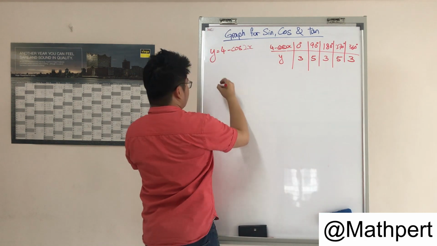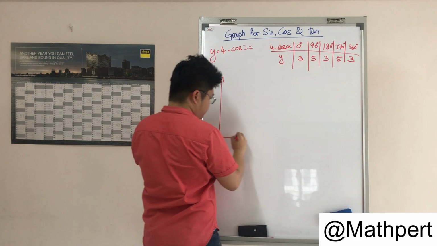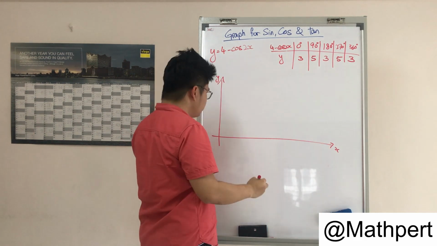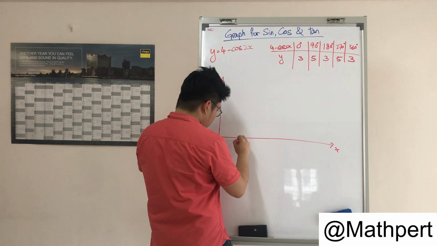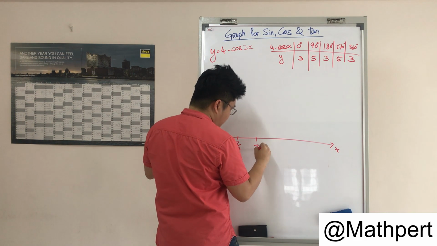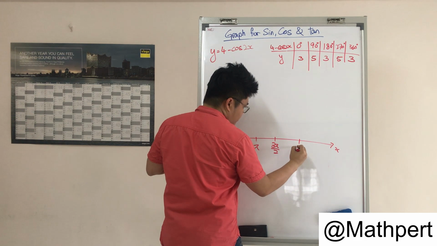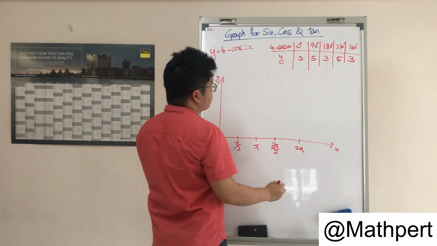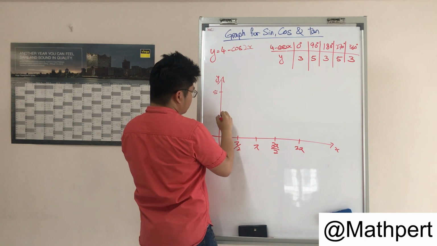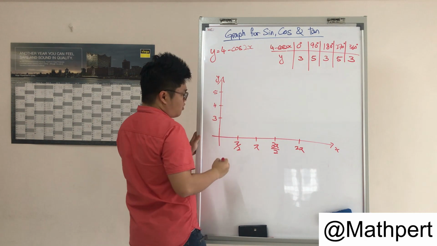3, 5, 3, 5, 3. Alright? So this will be the graph. X, y, right? So this will be pi divided by 2. This will be pi. This will be 3 pi divided by 2. This will be 2 pi. Right? So 5, this is 3, this is 4. Alright?